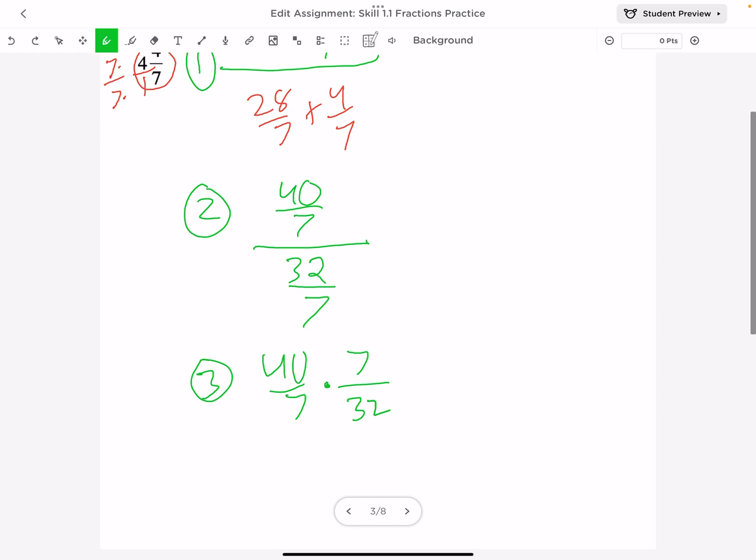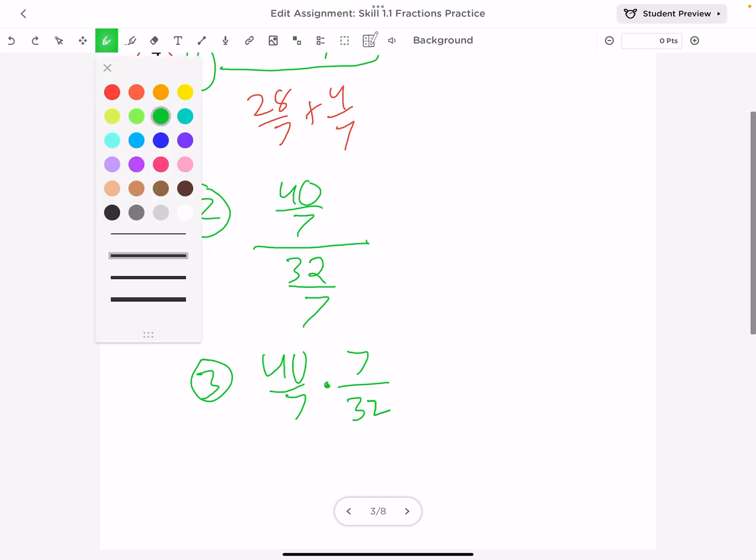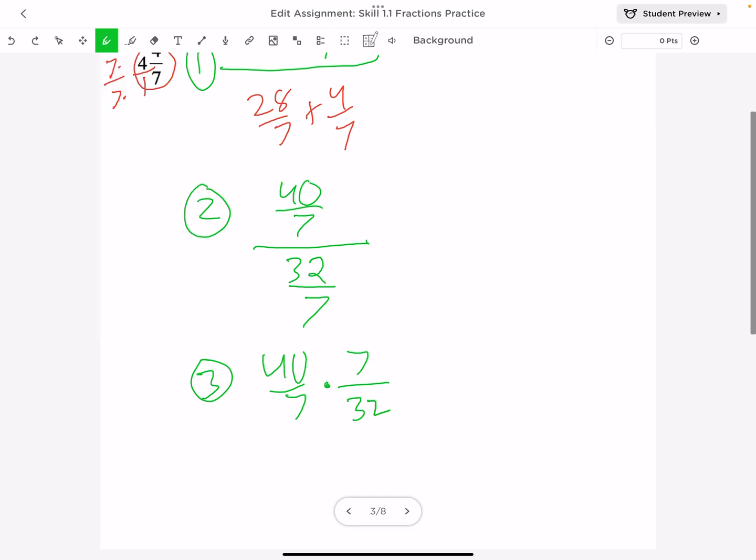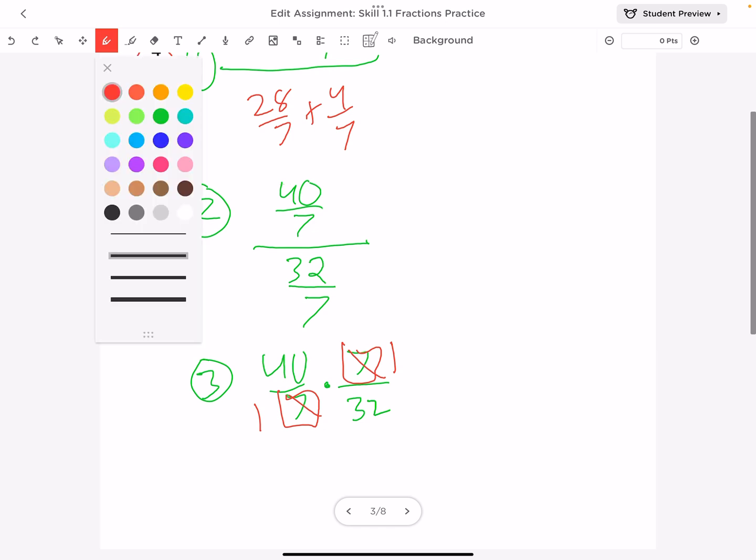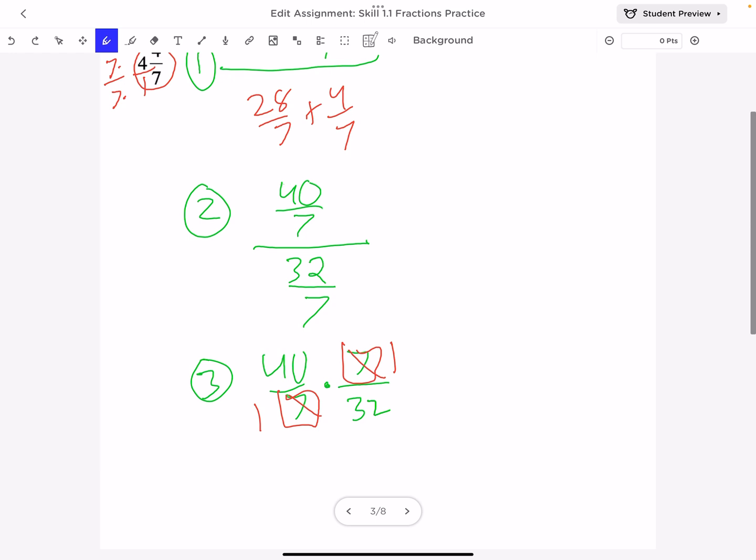Now here, this is one of those where it's always best to simplify first and then multiply. And what I mean by that is, if we look, we see that we have a 7 and a 7. Because multiplying and dividing, it doesn't matter the order, I can actually cancel these out, and this just becomes 1 and 1. And 40 over 32, both of those divide by 8, so 40 is 5 times 8, and 32 is 4 times 8. So I can divide by 8 and divide by 8.